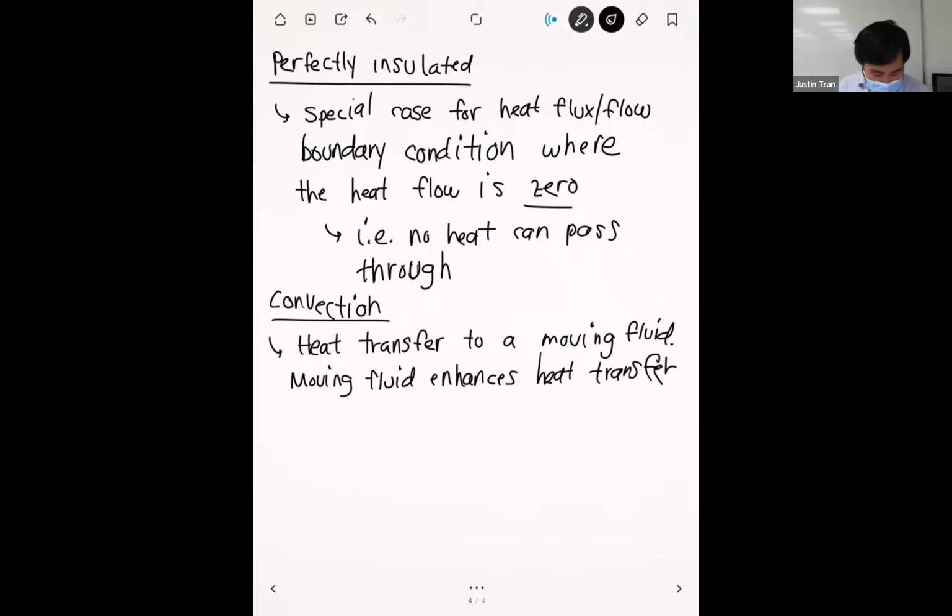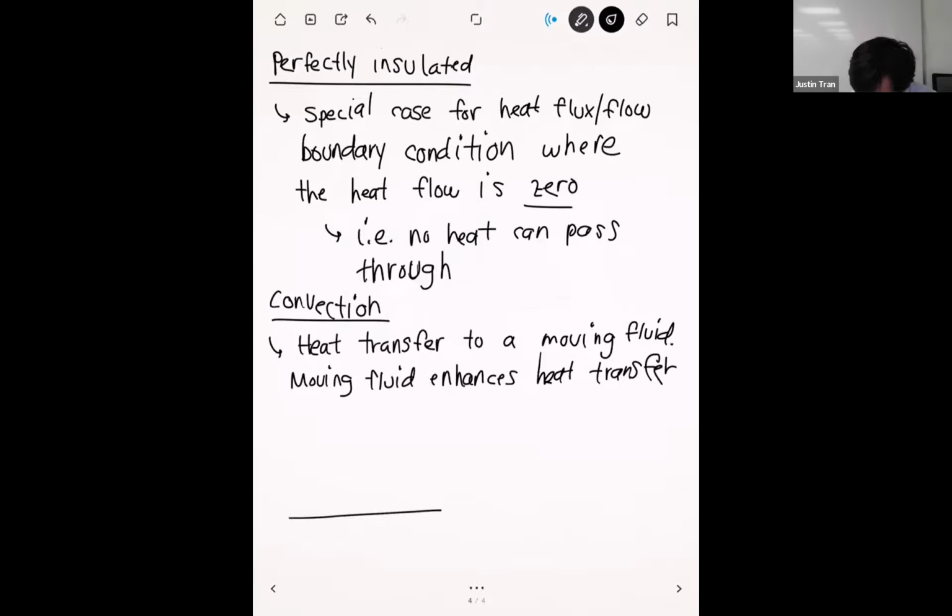If you're into cooking, the air fryer works, and the reason it works is because of convection. It uses the moving air to enhance the amount of heat that's going into your food, among other things, but that's one of the main reasons. This occurs very commonly in engineering practice, and so we need a boundary condition to handle this.